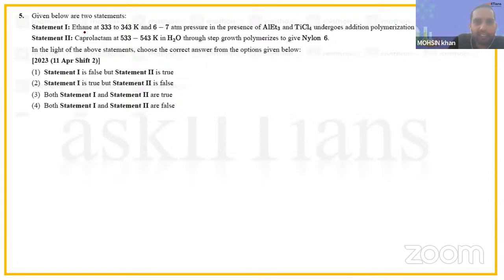Next, statement 1: ethene at 333 to 343 Kelvin and 6 to 7 atm pressure in presence of AlEt3, triethyl aluminium, and titanium tetrachloride undergoes addition polymerization to give LDP. LDP is low density polythene. Statement 2: caprolactam at 533 to 543 Kelvin in H2O, through step growth polymerization, gives nylon 6. So we have to mention which statement is true and which statement is false.